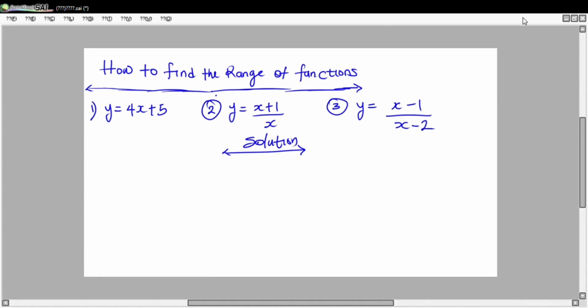We have about 3 questions here. The first one is a straight line function. The second one is a rational function. The third one is a rational function.